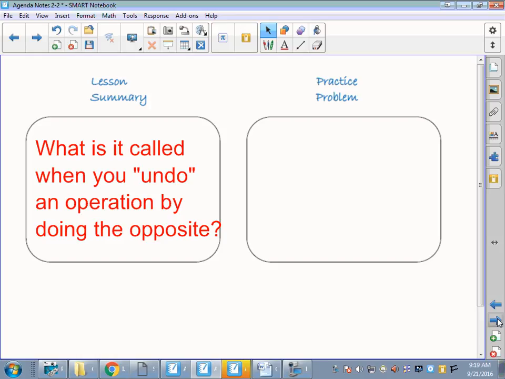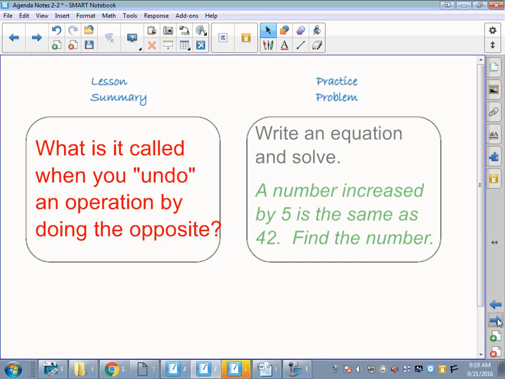So, your lesson summary. What is it called when you undo an operation by doing the opposite operation? Just a simple one-word, two-word answer. And your practice problem, write the equation and solve it. A number increased by 5 is the same as 42. Find the number. So I want to see both the equation and the solution. And use your stuff from this lesson to do that.